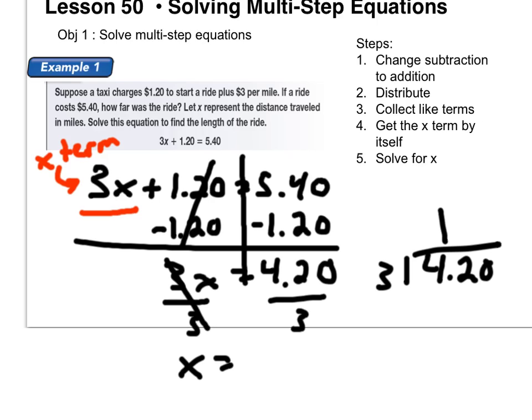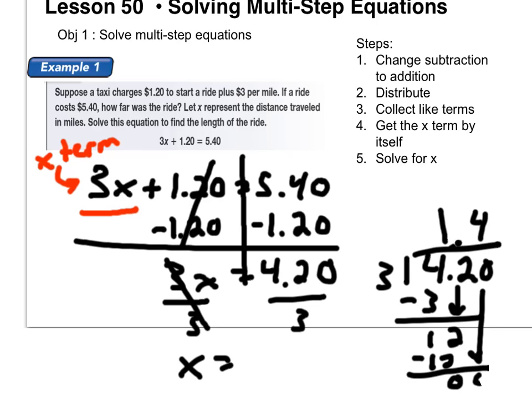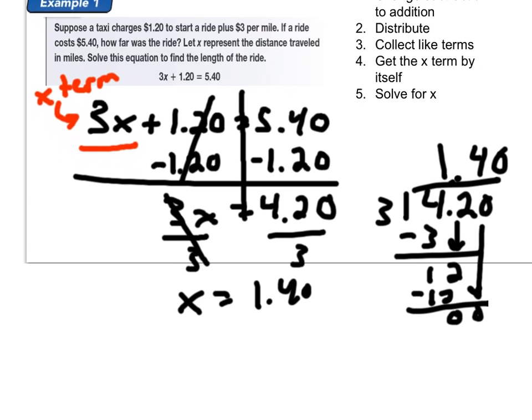Well, 3 goes into 4 once. And I subtract. Bring my decimal point up here. 3 goes into 12 4 times. That's 12. And 3 goes into 0 0 times. So that's 1.40. So x equals 1.40.